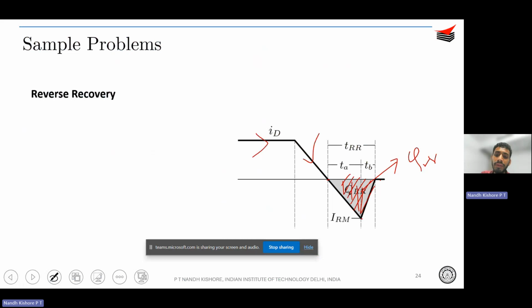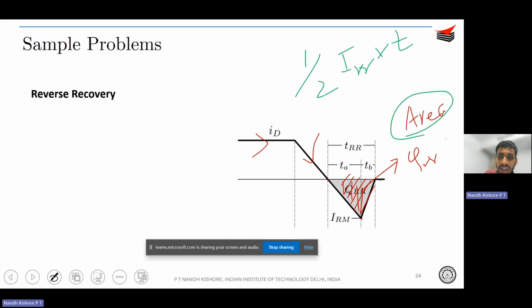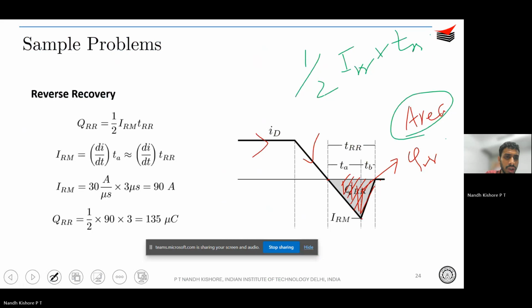In this graph, if you are able to find out the area, you will be able to get QRR. It's just the area of a right triangle, which is half into base into height. So half into IRR into the time TRR. That's what we have done over here.